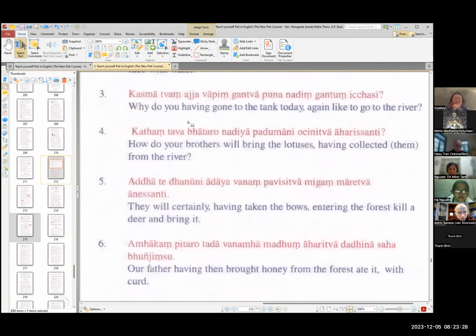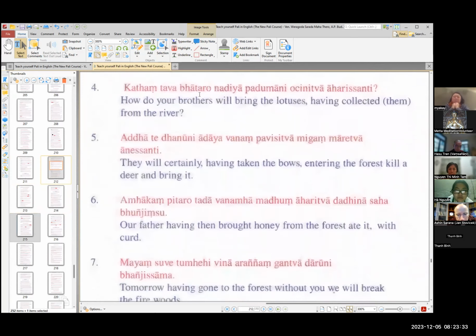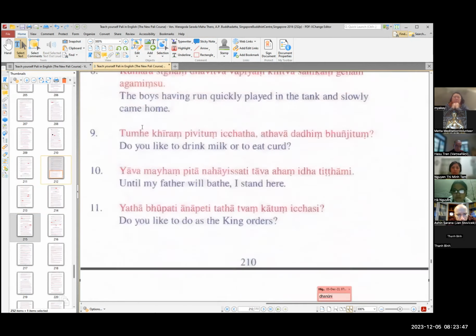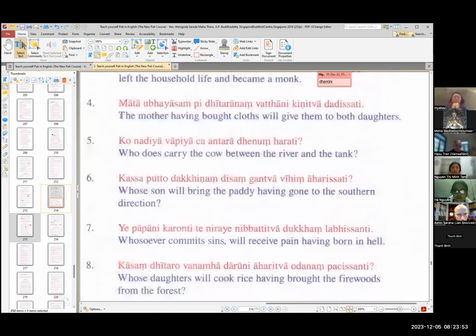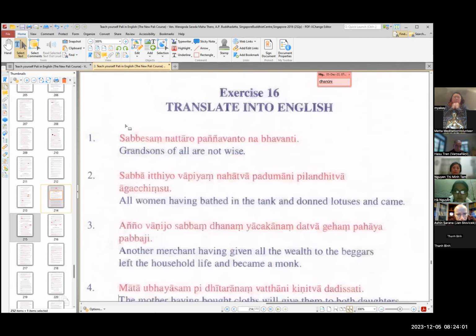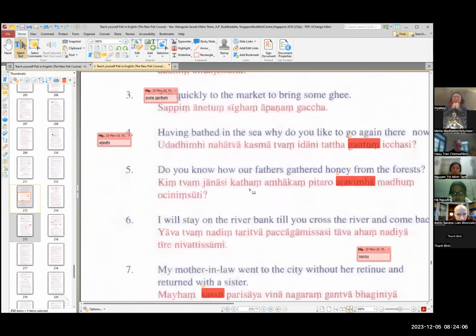Why in the answer do they skip the word again, puna? Which word? Again. They skip the word again. Where is it? I don't see it. Is it this one? No, it's from English to Pali. Oh. Where is it? English to Pali, not Pali to English. This is English to Pali. Oh, I see. This is another. Yes, I skipped. So, having bathed in the sea.